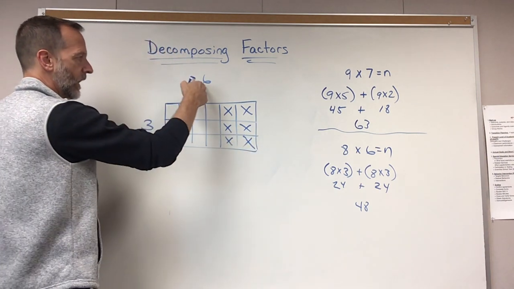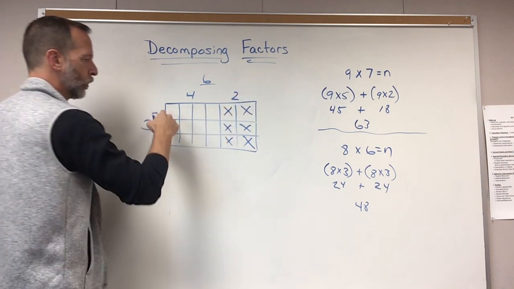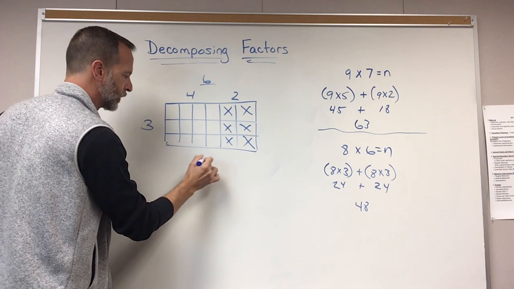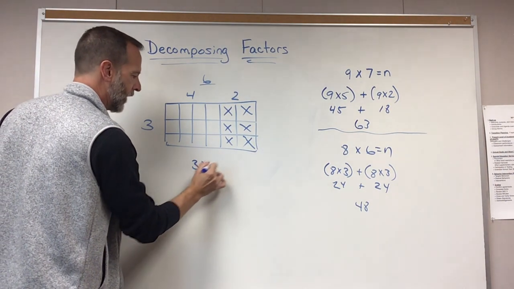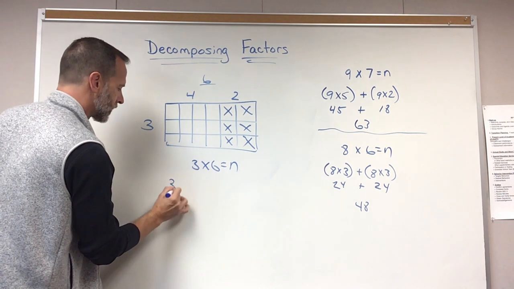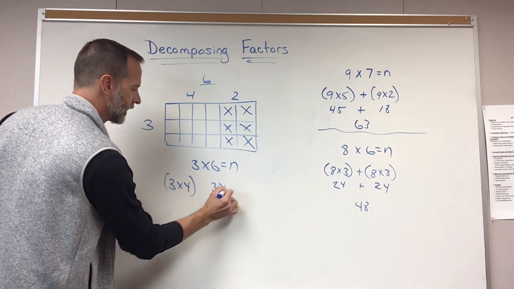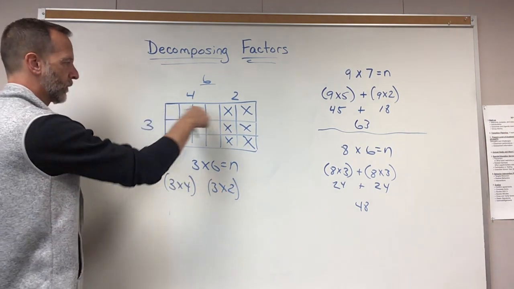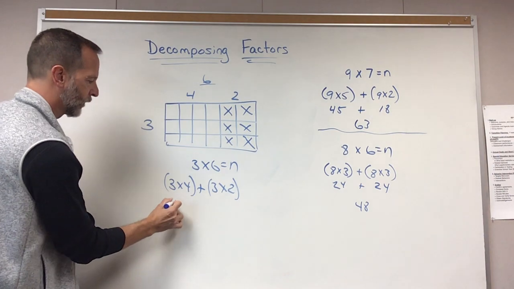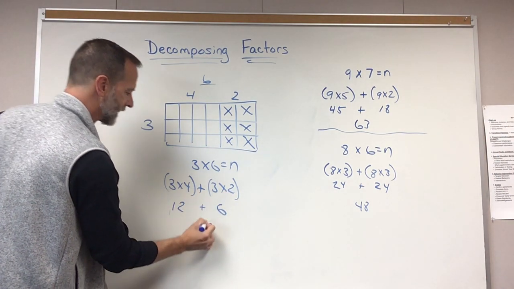So now instead of 6, I've got 4 plus 2. 3 rows of 4, 3 rows of 2. So when I started out, I would have had 3 times 6 equals n. Now I've got 3 times 4 and 3 times 2. See it? 3 rows of 4, 3 rows of 2. I'm going to add those. 3 times 4 is 12. 3 times 2 is 6. 12 plus 6 is 18.